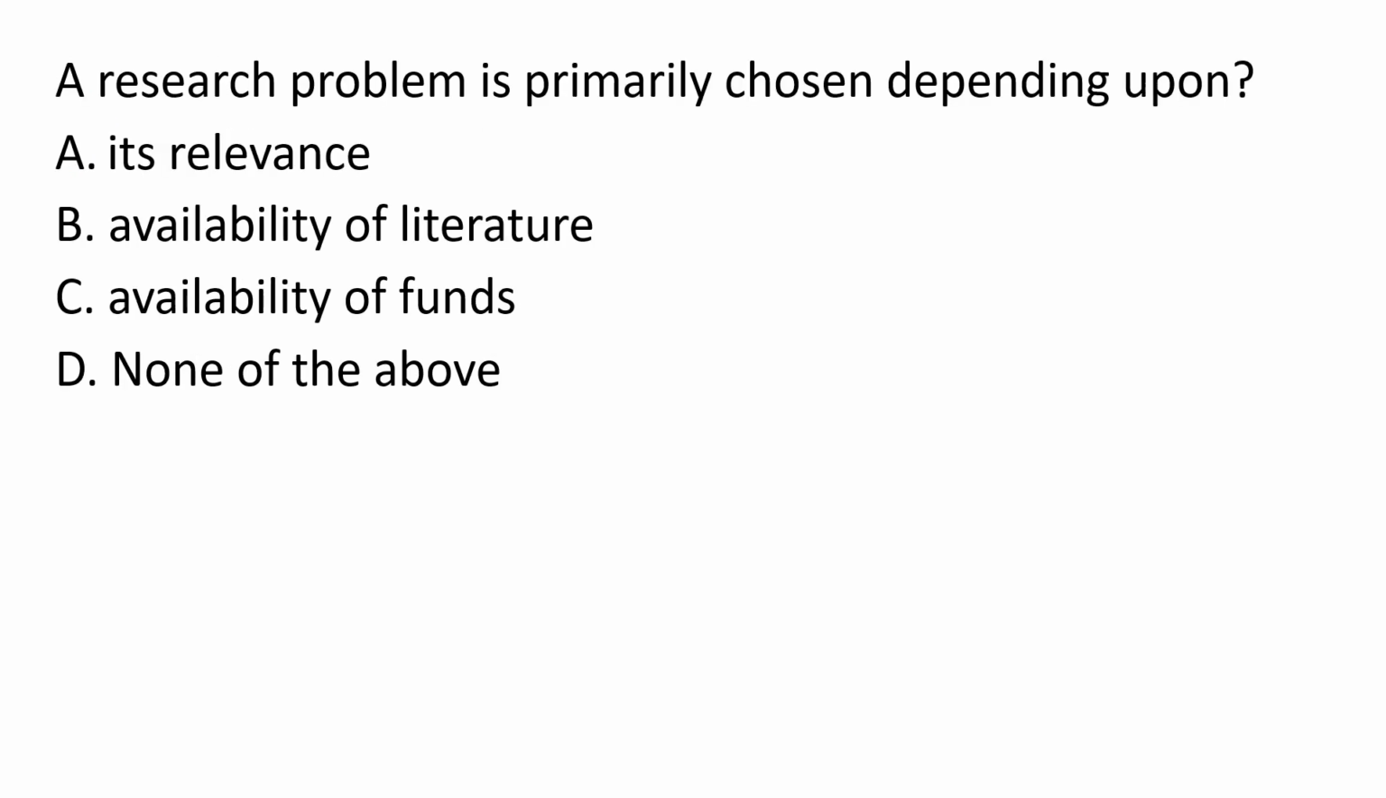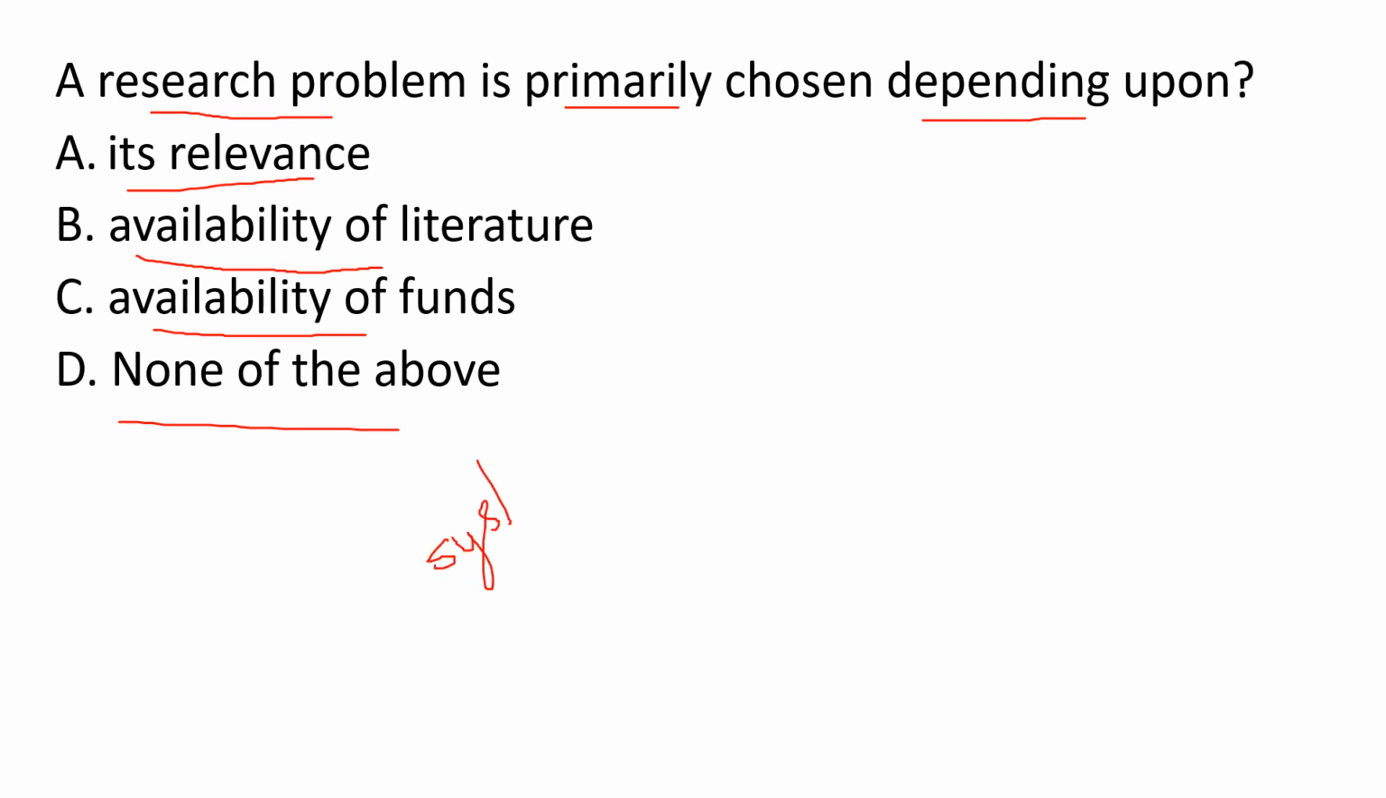A research problem is primarily chosen depending upon. So here in this question they ask you, a research problem is primarily chosen depending upon what? The first option is its relevance, second one is availability of the literature, third one is availability of the funds, and the last one is none of the above. The research is the systematic inquiry to describe, explain, predict and control the observed phenomena. Research involves the inductive and deductive method.